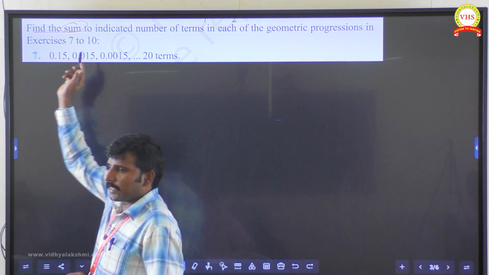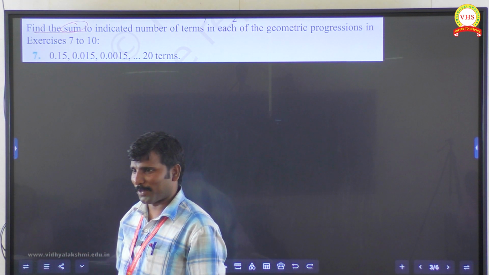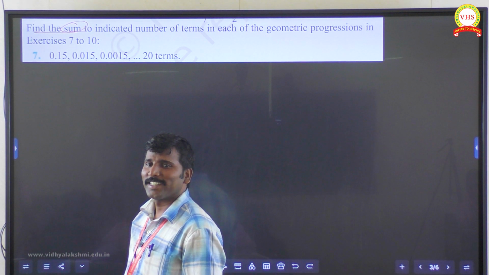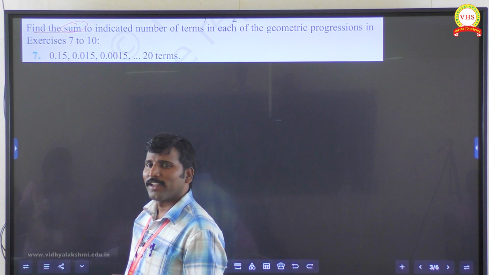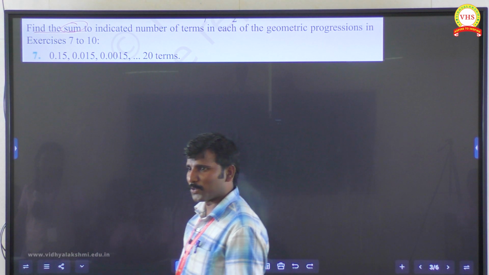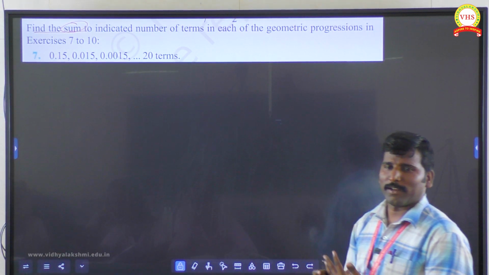So find the sum. What is the Sn formula? Tell me, when r is greater than 1, tell me the formula. Yashika, stand up. Tell me the formula. a into r^n minus 1 divided by r minus 1. Understand? Sit down. So Sn we have to find.